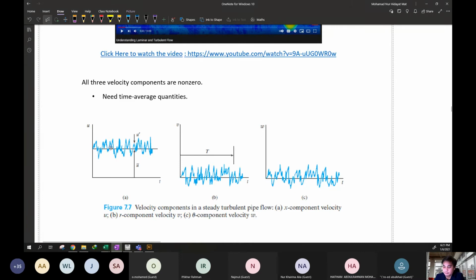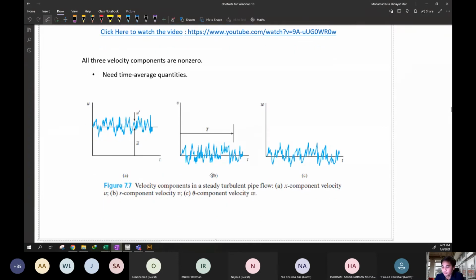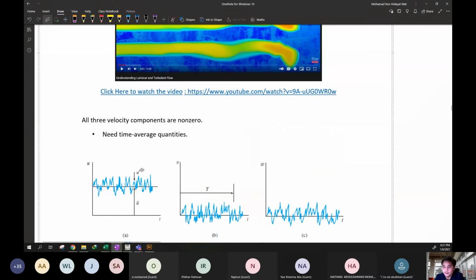This is fluctuating flow. This is in the X direction, this is in the Y direction, and this is in the Z direction. The velocity is like this, fluctuating. This is what we call turbulent flow. It is not straight, it is not linear. So it is kind of difficult to solve when it is like this.